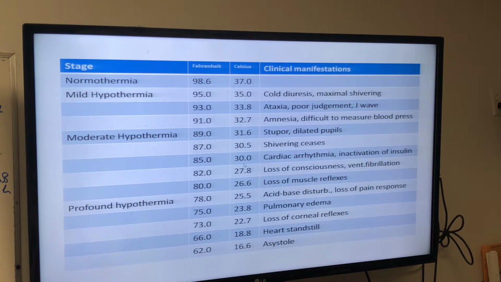About 30 degrees is exactly in the middle of the table if you look at it, and that's the start of serious problems that are gonna happen due to hypothermia. So the benchmark, or the red line that you should not cross, is 30 degrees Celsius in hypothermia, because you start seeing cardiac arrhythmia and inactivation of insulin. Total inactivation of insulin is about 30 degrees. Above that, there's varying degrees of inactivation of insulin.